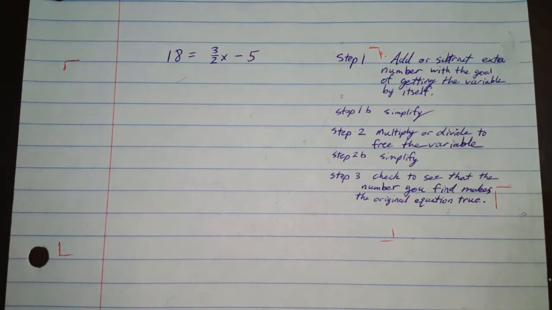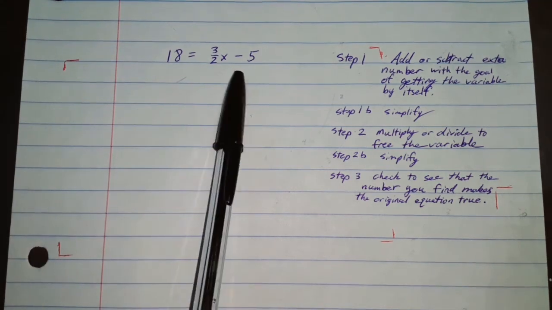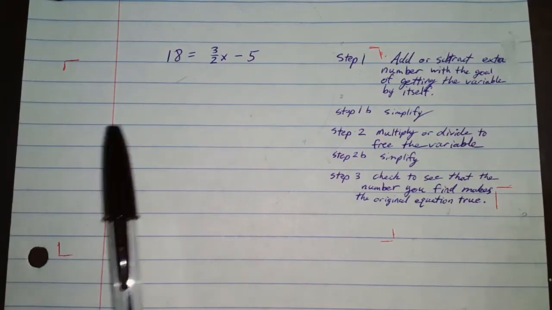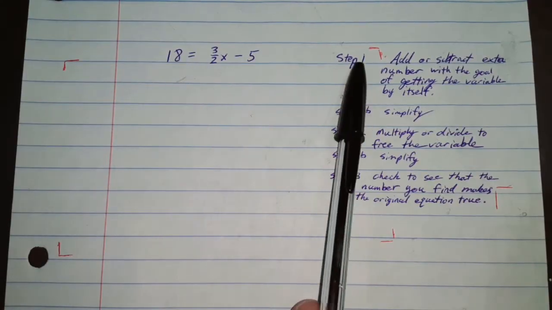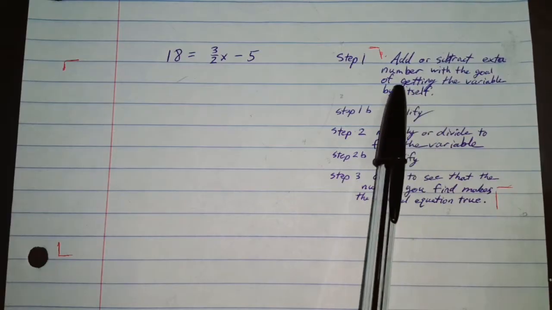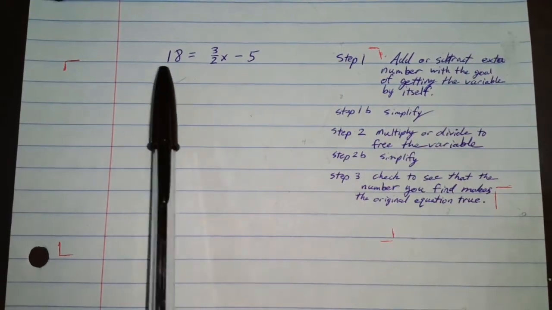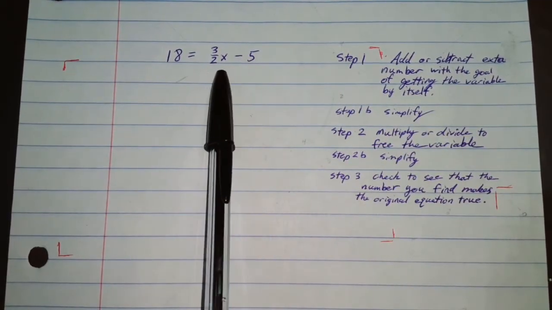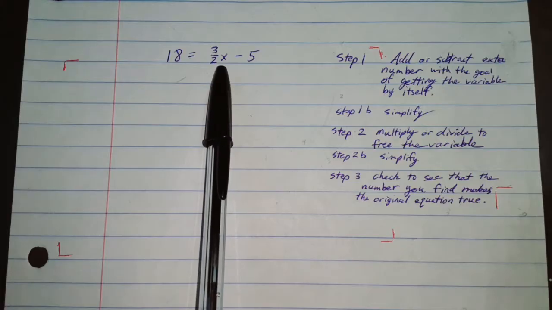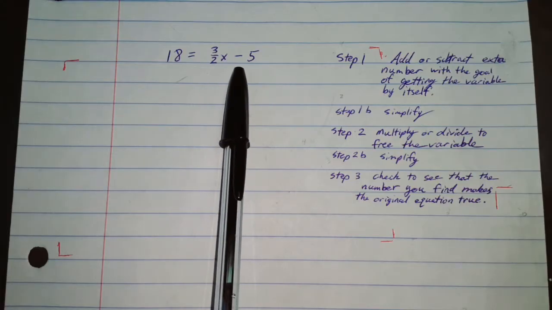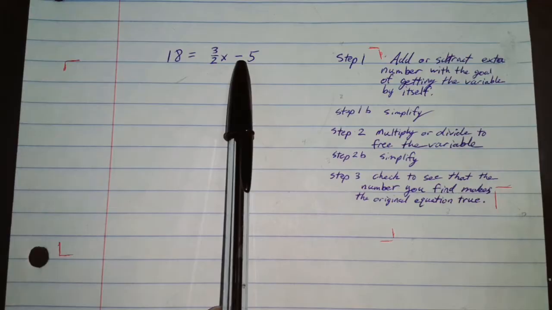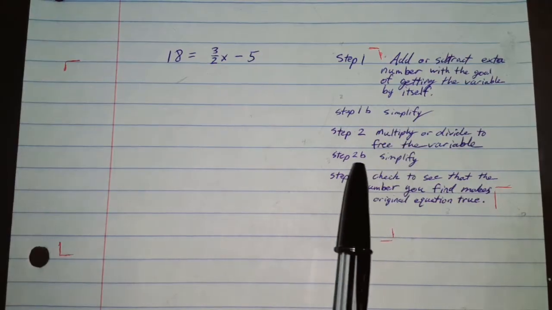We're going to look at problem solving, and so we have an equation here, and we're going to go through some steps. The first step is we're going to add or subtract extra numbers to get them away. So when we look at this, our goal is to get x by itself, which is the variable. So we're going to try to get rid of this 5 first, and then we're going to simplify.